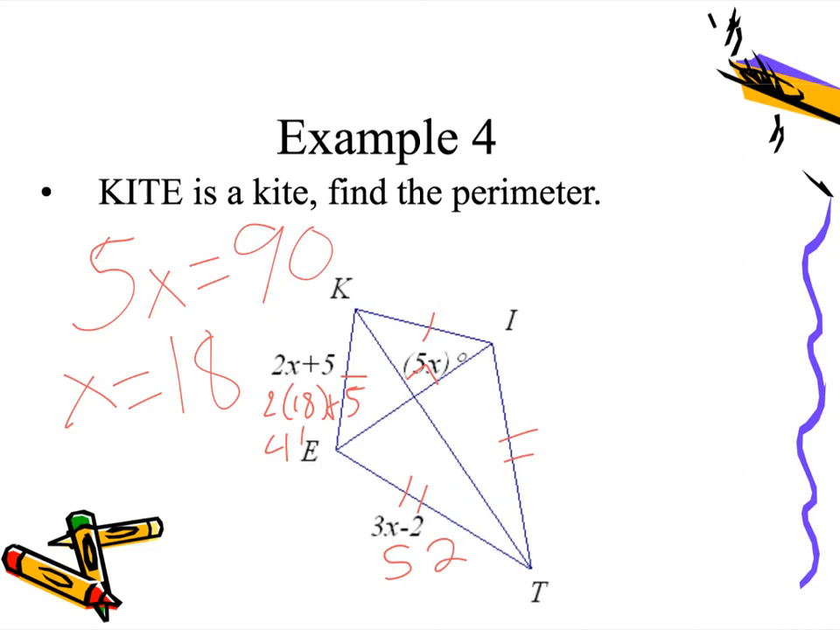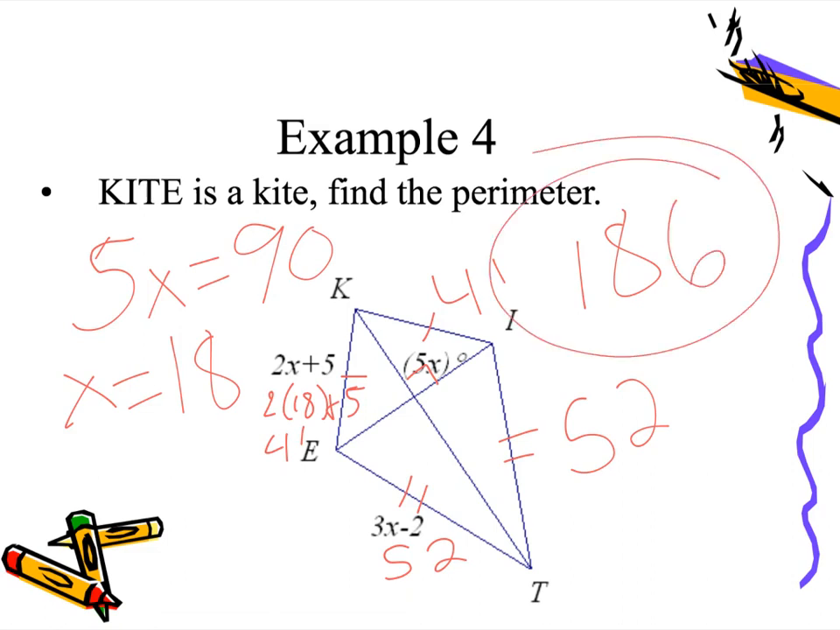All right. So I got 41 and 52. And we said that these sides were congruent, right? So this one has to be 41 as well, and this has to be 52 as well. Very nice, Kirsten. Thank you. And then you add them all up. 41 plus 41 is 82, plus 52, and then 52 gives me 186 altogether. Good job.